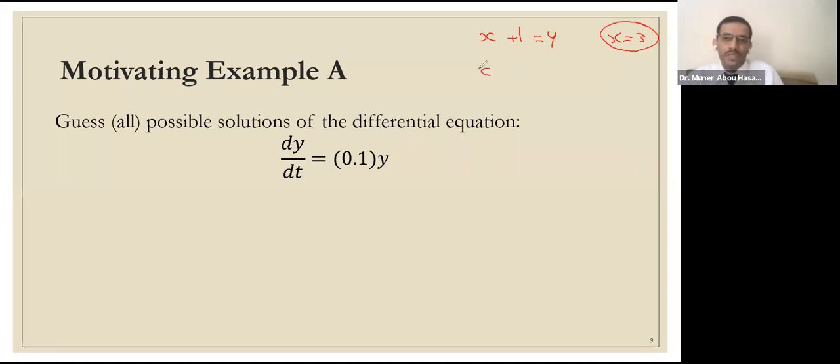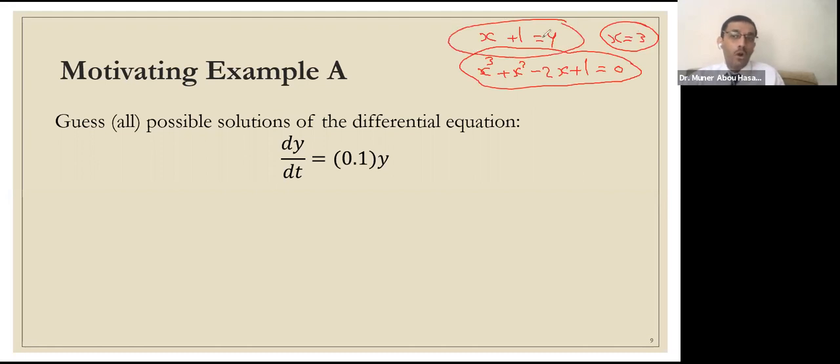What do you think about this equation? X cubed plus x squared minus 2x plus 1 equals 0. How to solve this one? Maybe you need a calculator to find the solution. It isn't easy, okay? But this one, it's easy. Also for differential equations, some of them are very easy. You can guess the solution. And the solution will be a function which satisfies the differential equation.